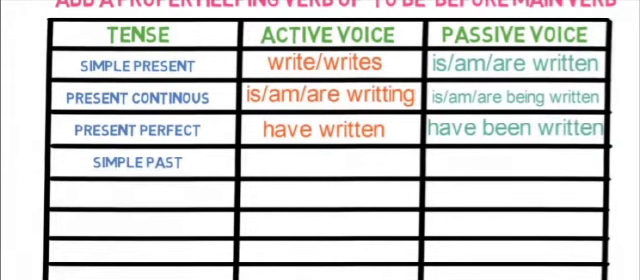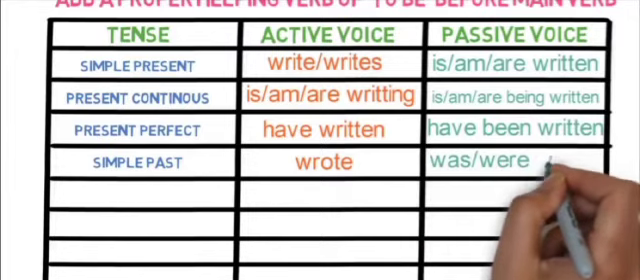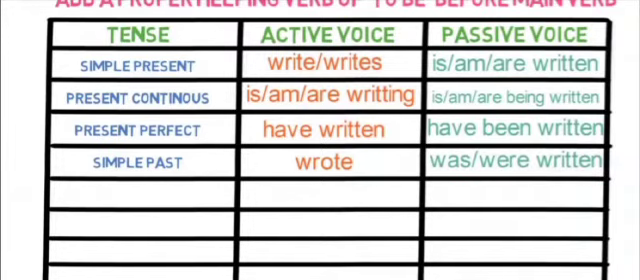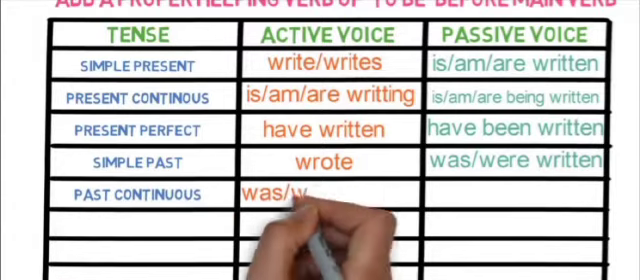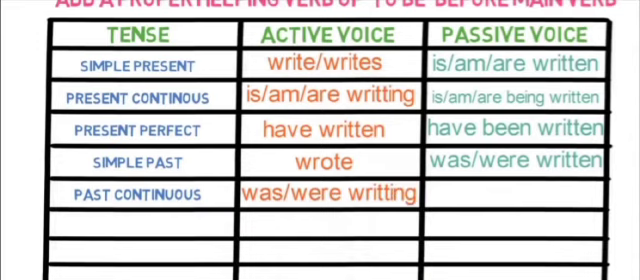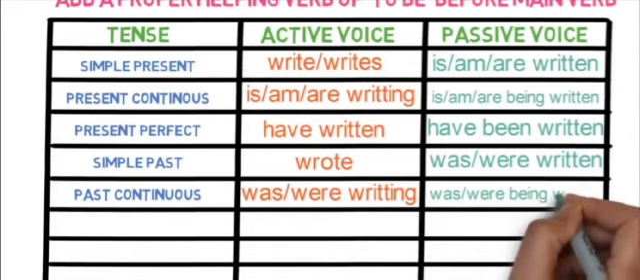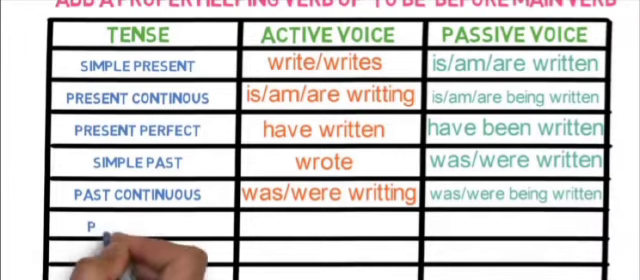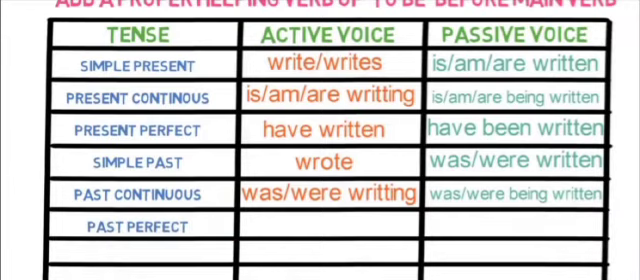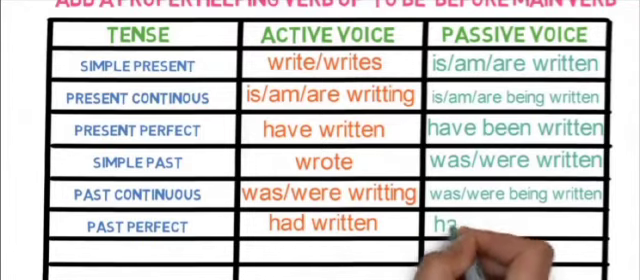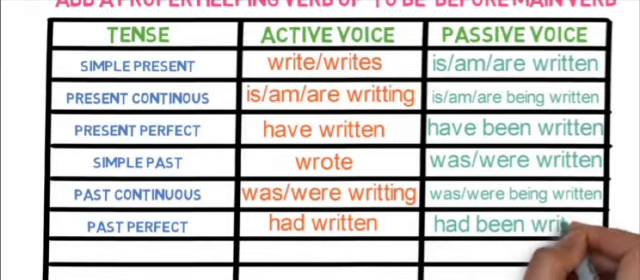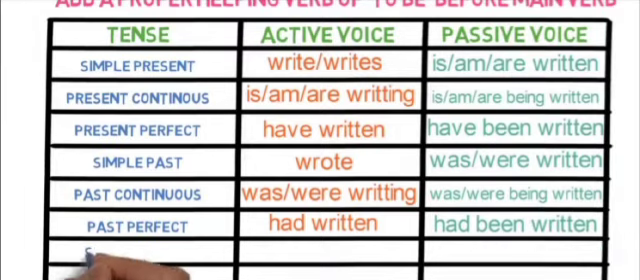In simple past, in active voice, we use the past tense of write, that is wrote. And in passive voice, was or were written. In past continuous, in active voice, was or were writing. And in passive voice, was, were being written. In past perfect tense, in active voice had written, whereas in passive voice had been written.